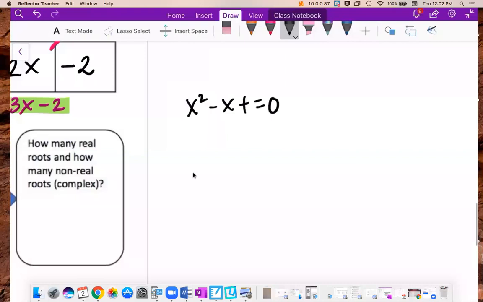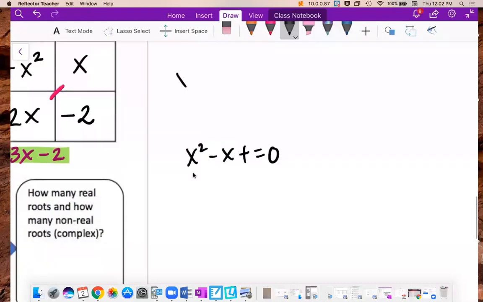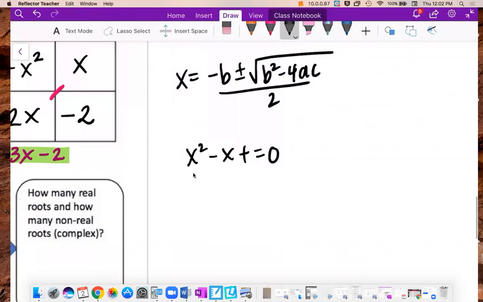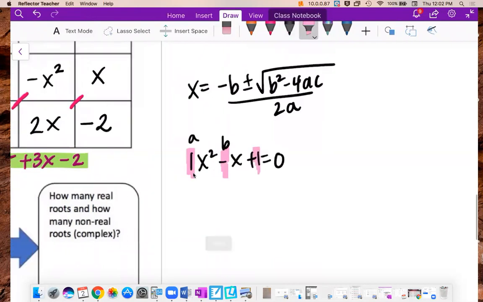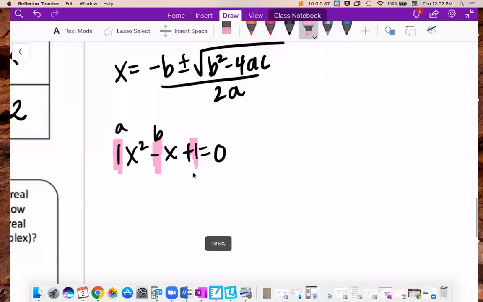We're going to use the quadratic formula. So let's review. Quadratic formula is x equals negative b plus or minus the square root of b squared minus 4ac all over 2a. So in this one, our a value is 1, our b value is negative 1, and our c value is 1. So what we're going to do is just plug that in.